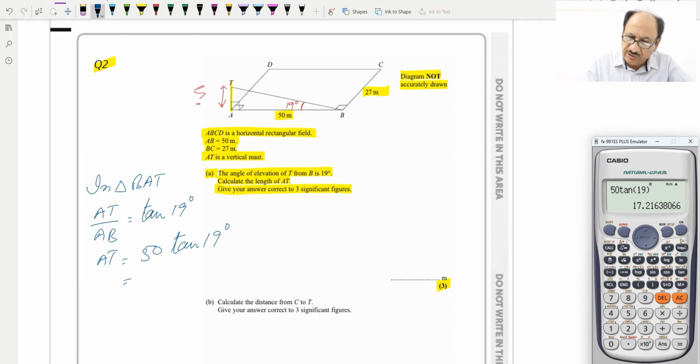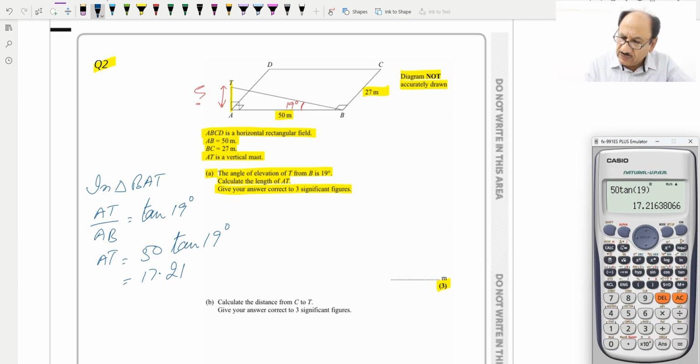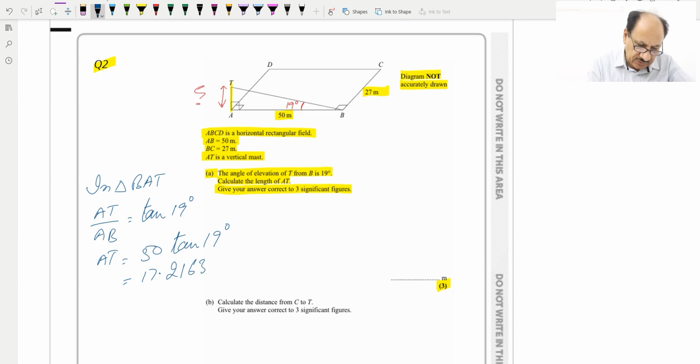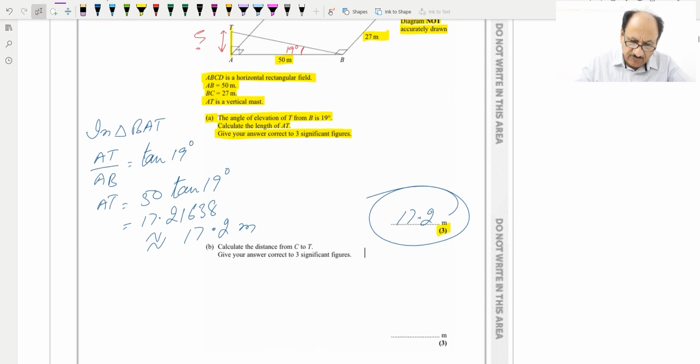So it's 17.21638. They are asking for three significant figures, so we can write this as approximately equal to 17.2 meters. So it will be 17.2 meters. This will be the final answer for 3 marks. So A part we have done.